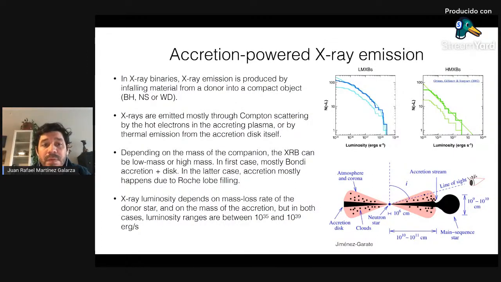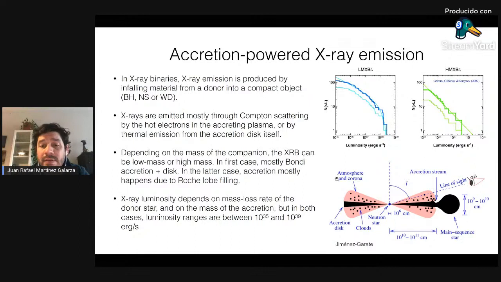So there are basically two main mechanisms that explain most of the emission in these X-ray binaries, at least in the most general case. Either it's quantum scattering by the electrons in the accreting plasma. Basically, remember, there are lower energy photons, for example, UV photons or infrared photons, and they get scattered by these very energetic electrons, and they gain energy and get transformed into X-rays, or thermal emission from the accretion disk itself.